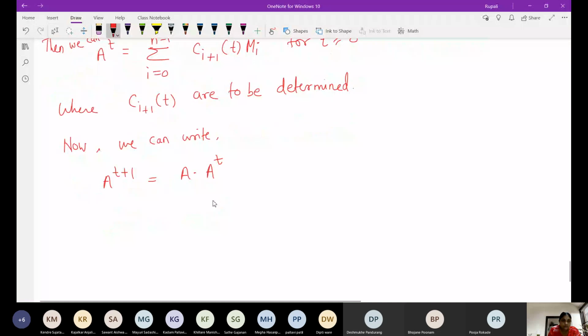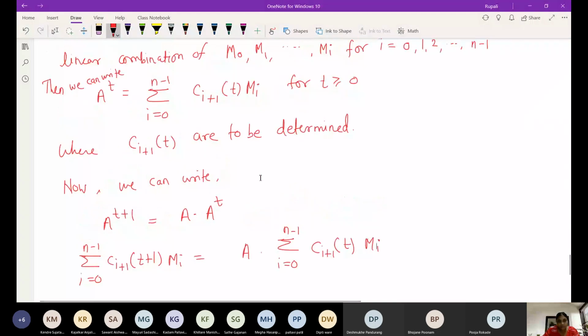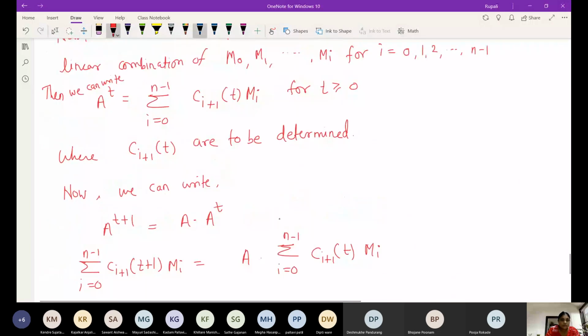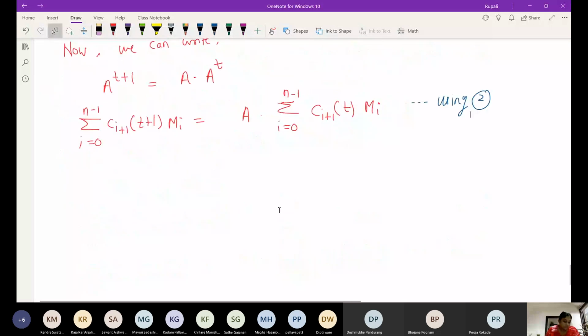Summation i is equal to 0 to n minus 1 ci plus 1 of t. Only I have to replace t by t plus 1 in mi, which is a times, again a raised to t I am taking as summation i is equal to 0 to n minus 1 ci plus 1 of t mi. We can give number 2 to this. Say this is my equation 2. Using 2, is that okay?